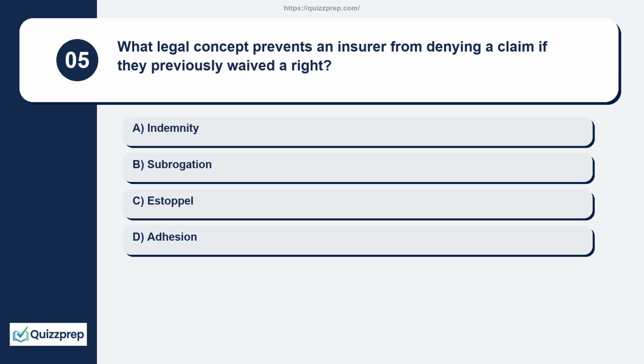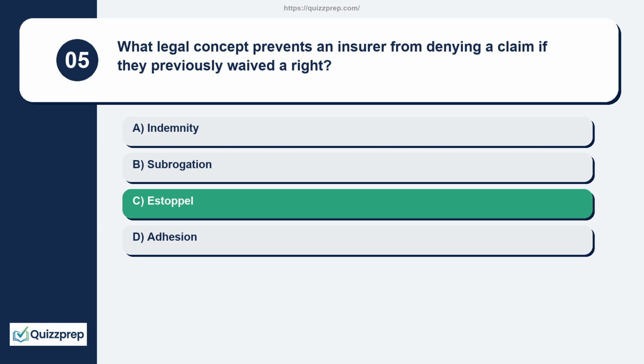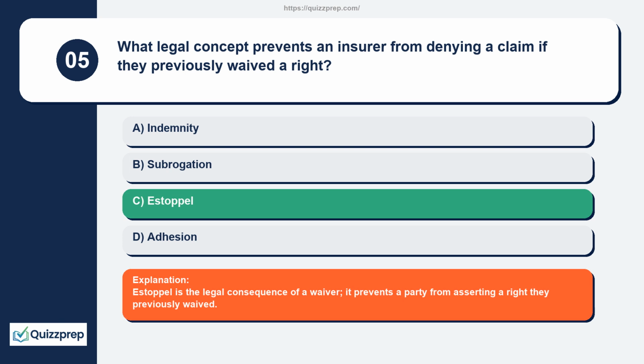Question 5. What legal concept prevents an insurer from denying a claim if they previously waived a right? Indemnity, subrogation, estoppel, adhesion. Estoppel is the legal consequence of a waiver. It prevents a party from asserting a right they previously waived.